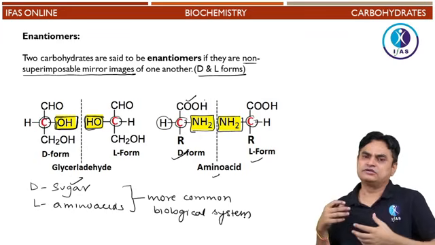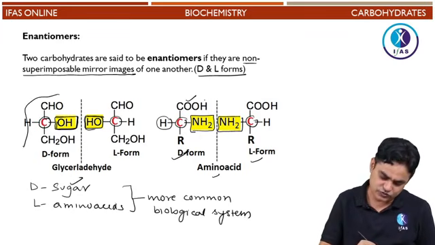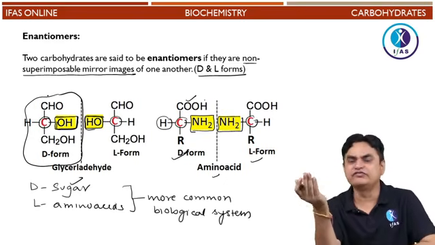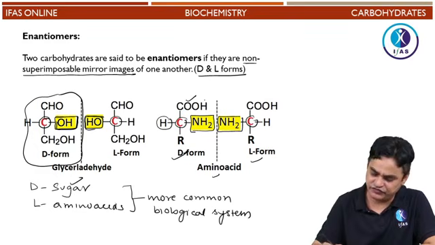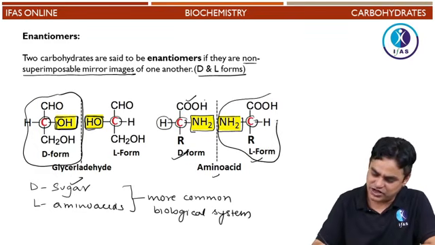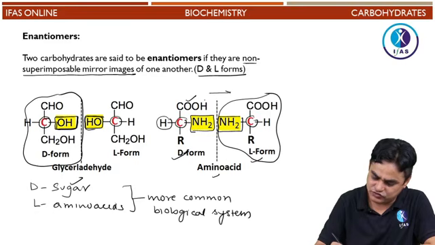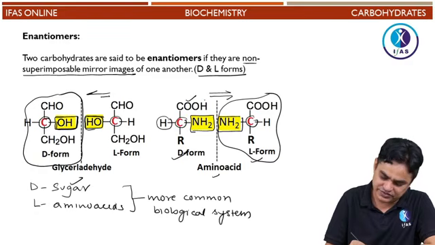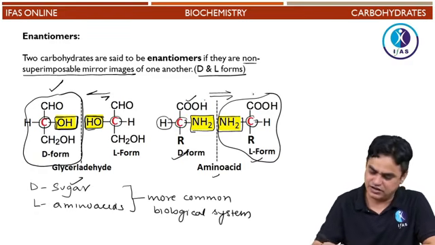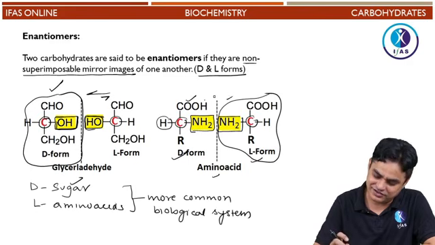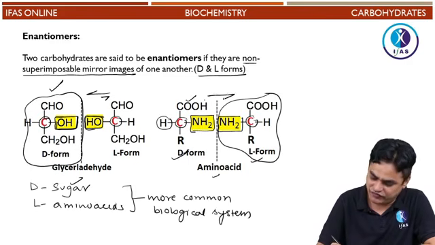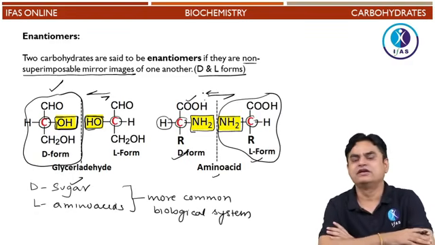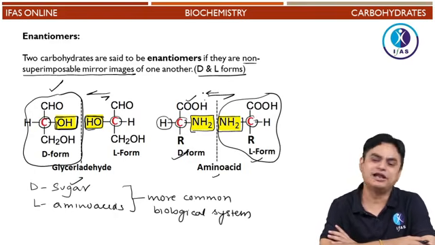From a structural point of view, the D form of sugars is thermodynamically more stable. So with time, the L form, even if it may be there, comes to the stable form, which is referred to as D form. And the L form of amino acids is thermodynamically more favorable compared to the D form. So with time, the unstable form is converted into the stable form. So the D form is more stable for sugars and the L form is more stable for amino acids, especially under an oxidative environment in biological systems.